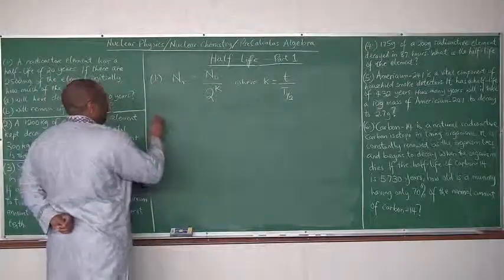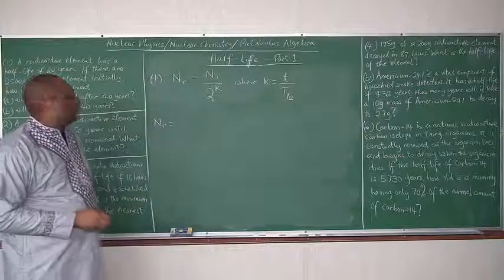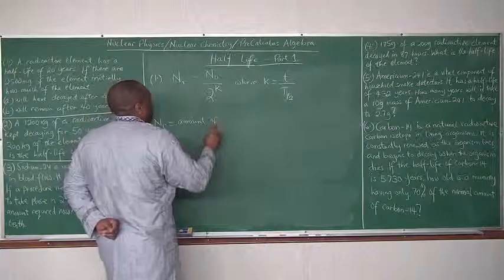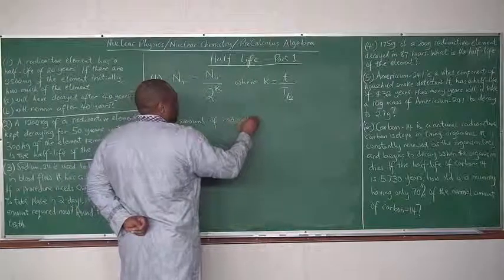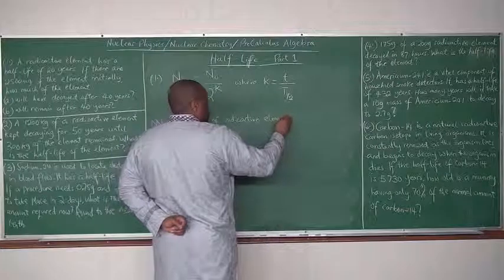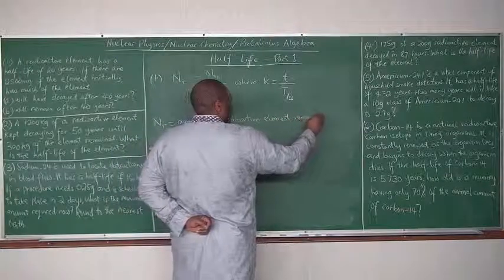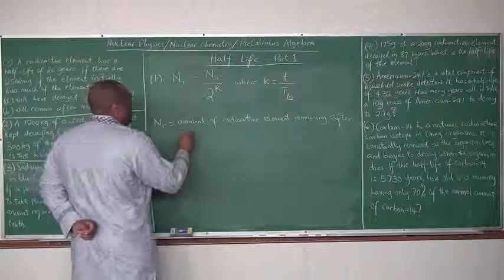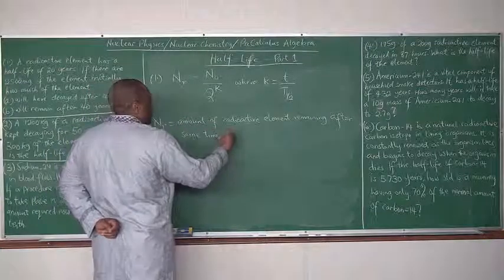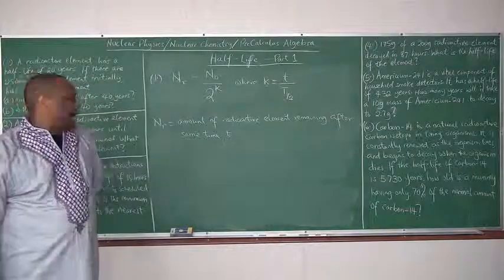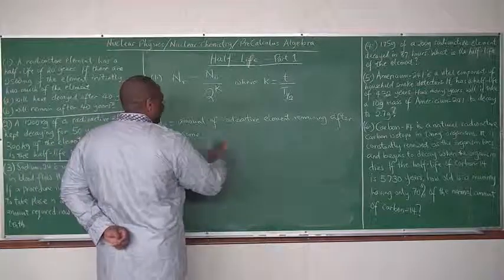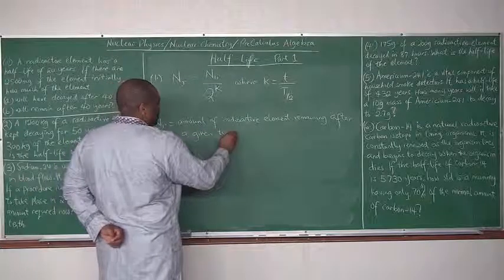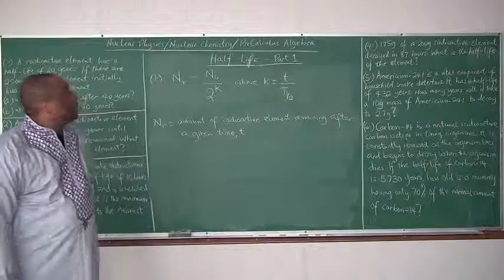Alright, let's define this. N subscript R, what I mean by N subscript R is the amount of radioactive element remaining after some given time T. I like this formula a lot.